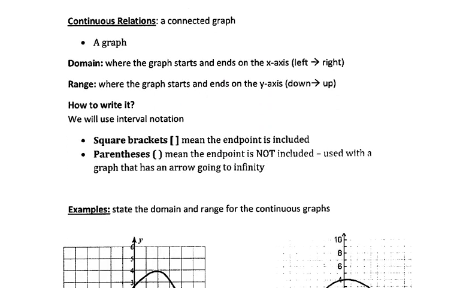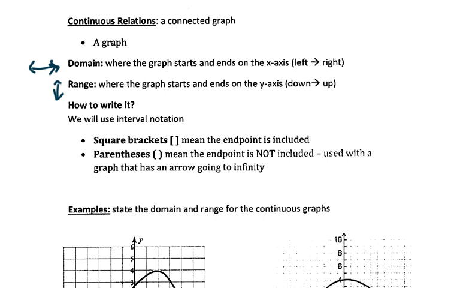All right, our last thing is the continuous relations. So this is going to be a connected graph, and the only way you're ever going to see a continuous relation is by seeing a graph. The domain is where the graph starts and ends on the x-axis, which means we go left to right. The range is where the graph starts and ends on the y-axis, which means we go down to up.